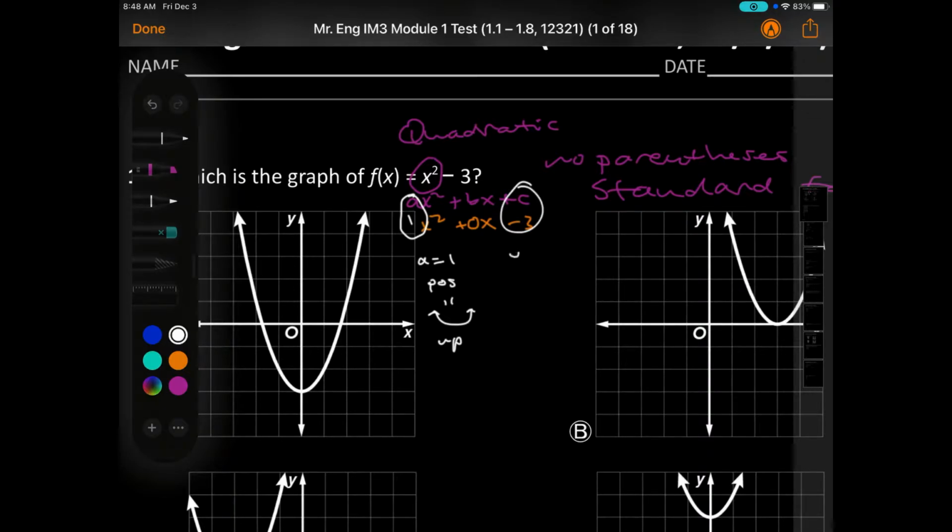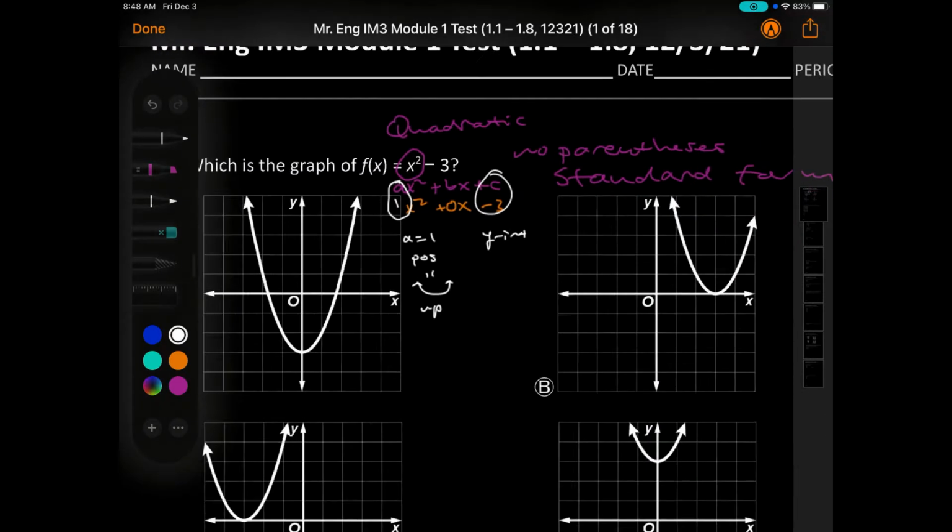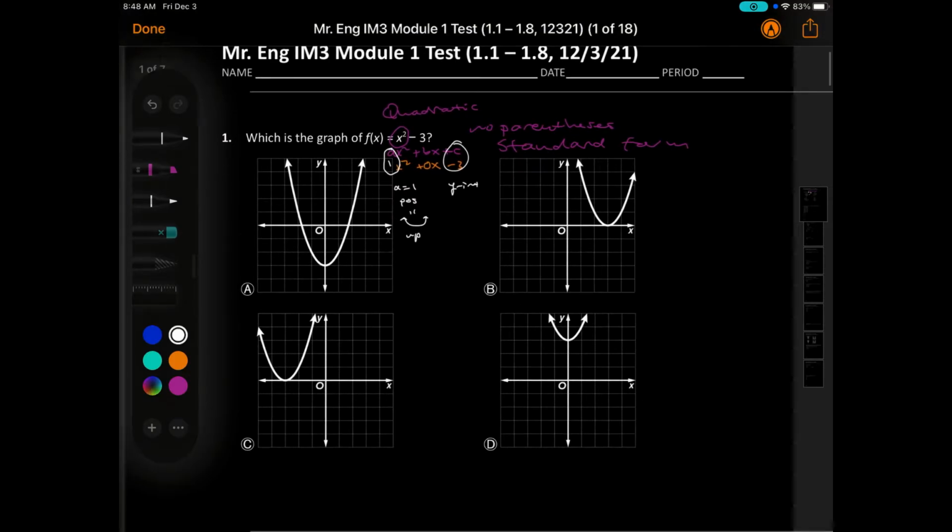Negative 3 is your y-intercept, because if you put an x equals 0 into the equation, you get 0 squared, 0 minus 3 is negative 3. Okay, so let's take a look at which ones we can keep. They're all opening up. And I'm trying to find the one that has a y-intercept of negative 3. So that would be here, here, here, this one. So for number 1, A is our answer.